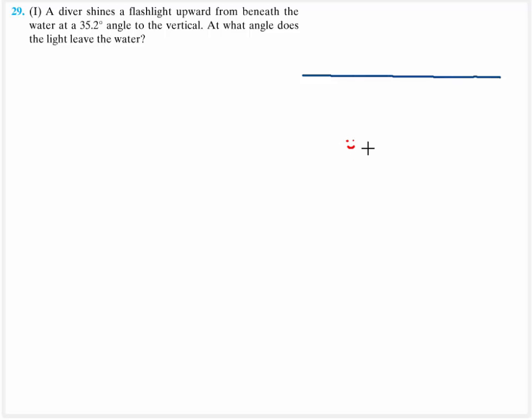And a little bit of practice using Snell's Law. Here we have a diver who's going to be shining his flashlight upwards, and it says it's going to make an angle of 35.2 degrees to the vertical. So let me draw my vertical, or my normal to the surface. This is going to be 35.2 degrees. I'm going from water, n is equal to 1.33, to air, n is equal to 1. So I'm going from slow to fast. I would expect this ray to bend outwards at a larger angle. So I would expect it to kind of go like that.